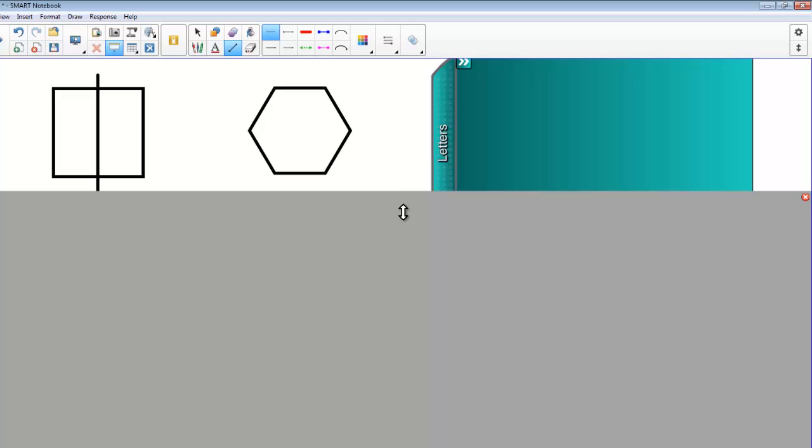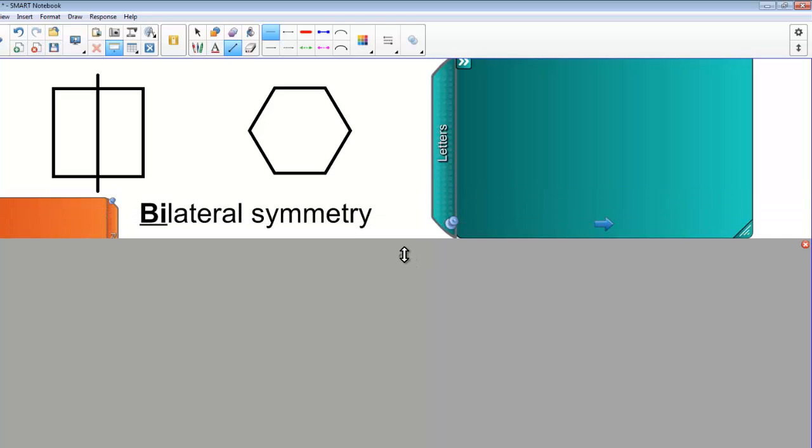Now bilateral, if you look at the actual word, it starts with bi, which is a prefix that means two, and it means that you have two halves. So bilateral, you've got two halves that fold together, and they are identical on either side.